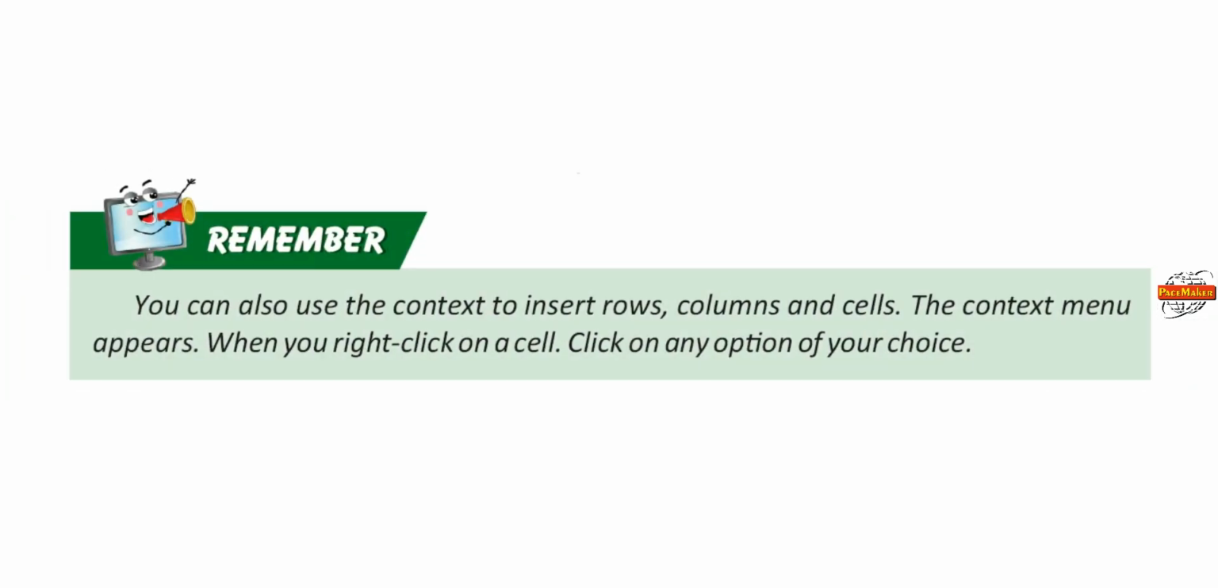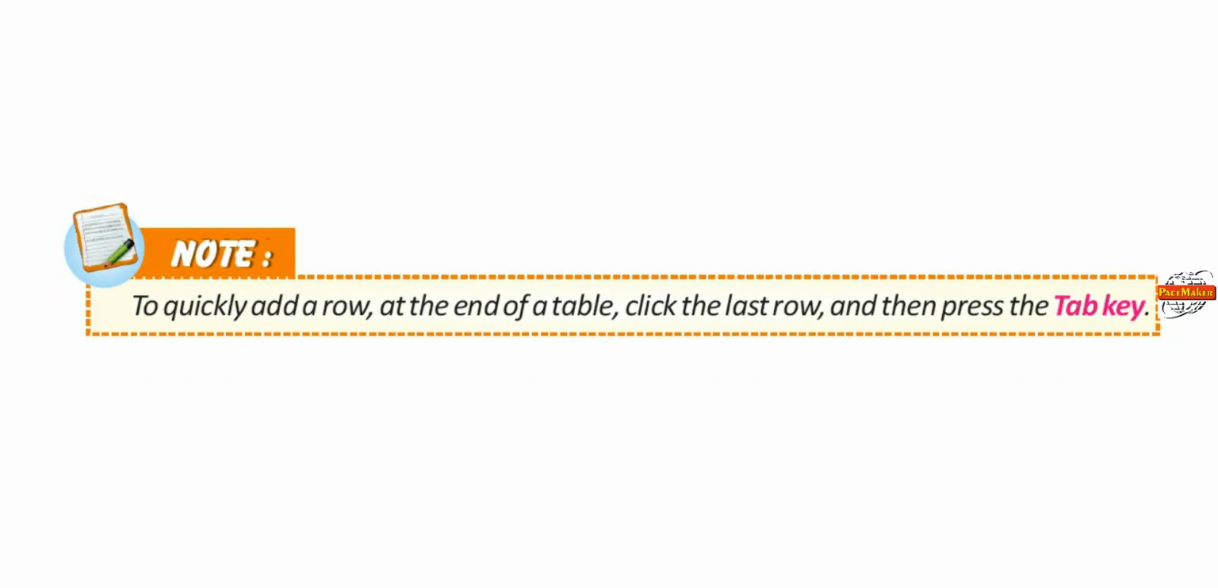Remember, you can also use the context menu to insert rows, columns and cells. The context menu appears when you right-click on a cell. Click on any option of your choice. Note, to quickly add a row at the end of a table, click the last row and then press the Tab key.